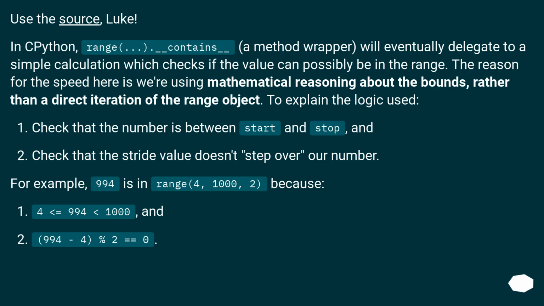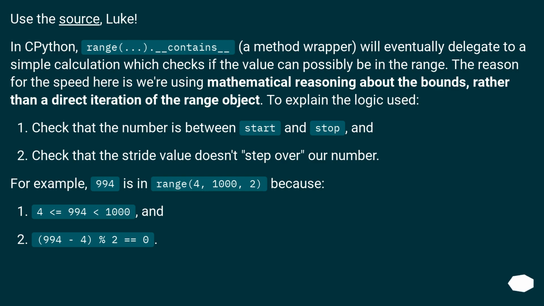Use the source, Luke. In Python, range.__contains__, a method wrapper, will eventually delegate to a simple calculation which checks if the value can possibly be in the range. The reason for the speed here is we're using mathematical reasoning about the bounds, rather than a direct iteration of the range object.